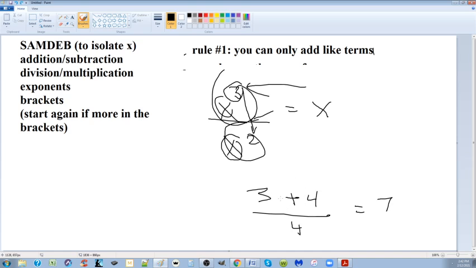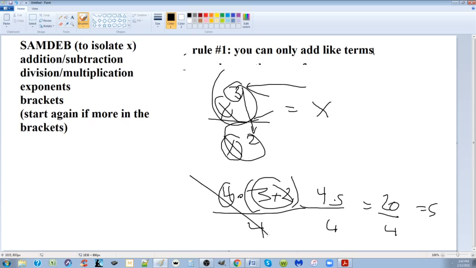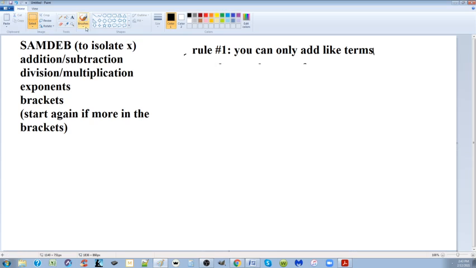I'm allowed to cancel if, let's say, it's 4 times 3 plus 2 in a bracket, over 4. This 4 is multiplying this entire entity, so it doesn't matter that there's a plus there. I'm allowed to cancel here, and I'm just left with 5. If in doubt, you can see that up here 4 times 5 divided by 4, 20 divided by 4, is indeed 5. But it's a lot faster to do it back here. So these rules apply for terms as they do for numbers. It's very important that you learn your numbers first before your terms.